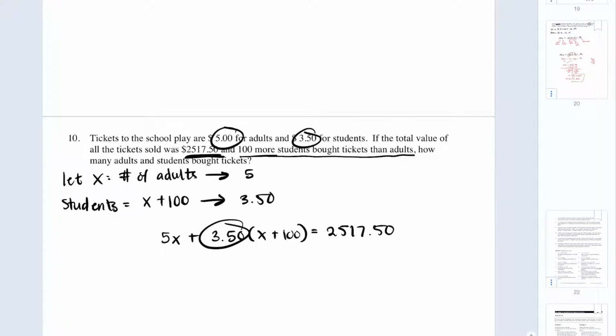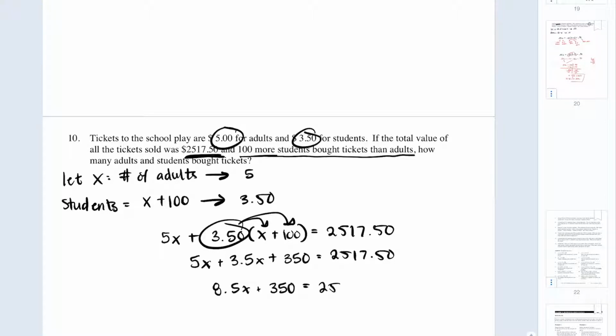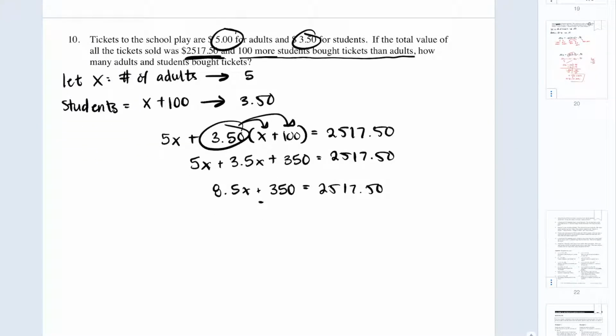So I notice a 3.50 floating outside of parentheses, so I'm going to distribute 3.50 to all of the terms inside. So that becomes 5x plus 3.5. Actually, guys, I'm going to get rid of the 0. So I'm just going to write 3.5x, okay? Because I don't need it. Then 3.5 times 100 becomes 350. And that is equal to 2517.50. Let's combine like terms. 5x plus 3.5x is 8.5x plus 350 is equal to 2,517.50. There we go.